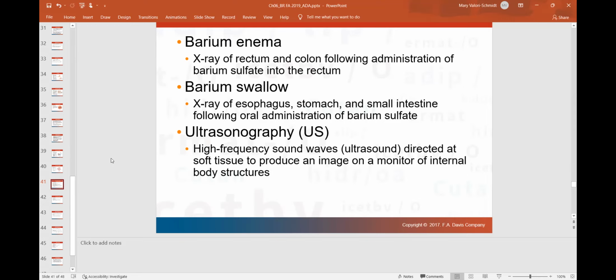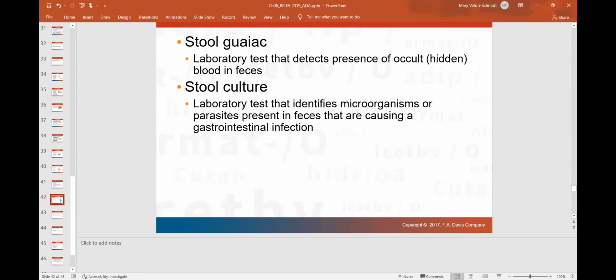Ultrasonography, ultrasound, that's high frequency sound waves that go right to the soft tissue and put an image on a screen, like when you're pregnant, we do an ultrasound of the baby. A guaiac of the stool, which is also called a stool for occult blood, is a test that looks for hidden blood in feces. The word occult means hidden.